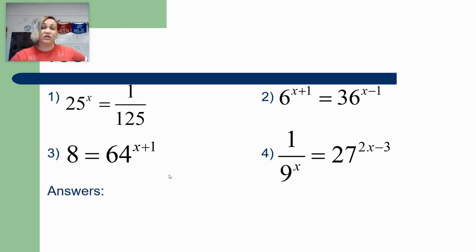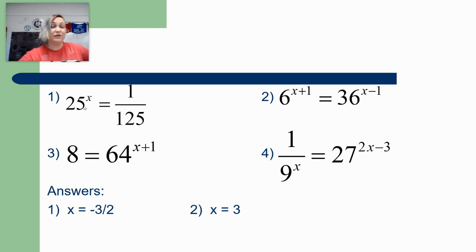So here are the answers to numbers 1 and 2. So on number 1, the common base is the number 5. So 25 can be replaced with a 5 squared, and 125 can be replaced with a 5 to the third. Notice that I made it a -3 because it was a fraction. This is very similar to the one that we had just done.